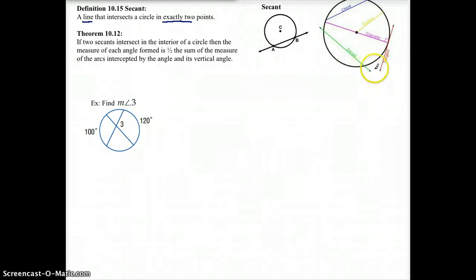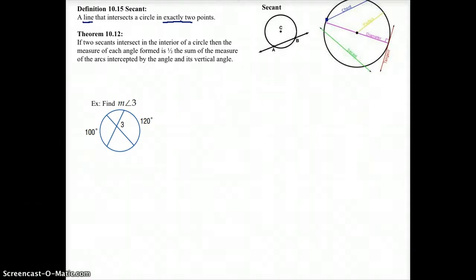And the main reason I wanted to talk about this picture is to compare a secant to a chord, because they are very similar. The big difference is that a secant is a line that keeps going after it crosses through the circle at two different points. But a chord must be a line segment, so it has two actual endpoints on my circle.